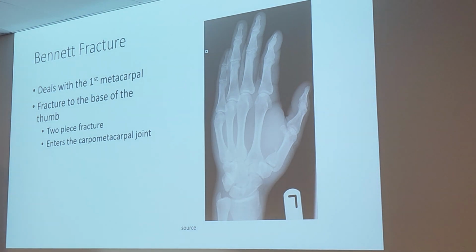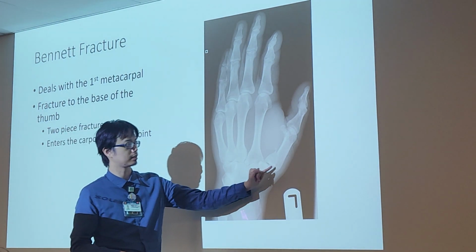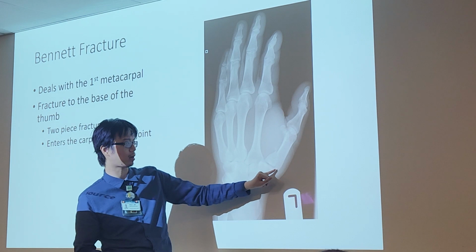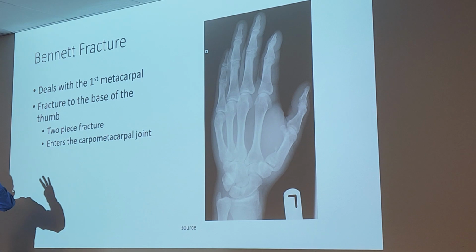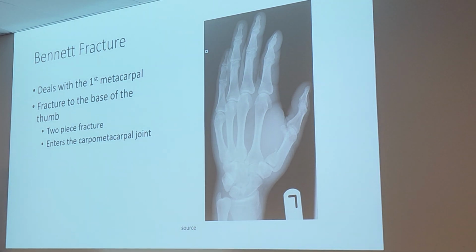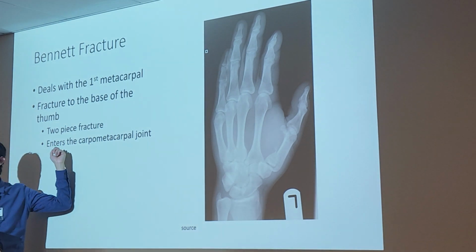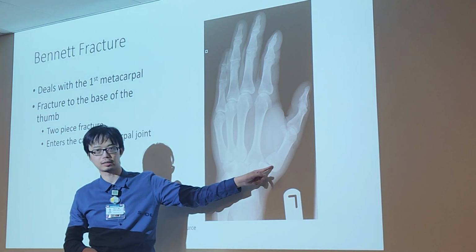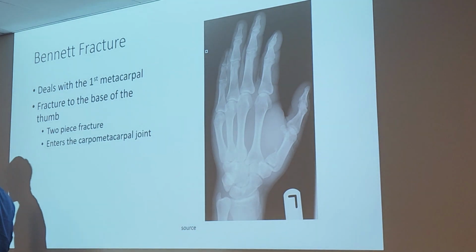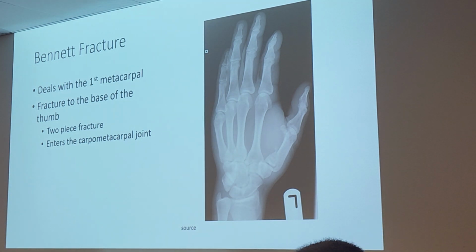Is that like the butterfly? So this is not a butterfly. This should just be a two-piece fracture. This long bone stays intact, but this triangle piece came off the bone. Butterfly, remember, is at least three pieces: two long pieces and a triangle in between. Yes, it looks like a Dorito chip. Okay, once again, this enters the joint space, right? So this comes here and cuts into the carpal metacarpal joint, the CMC joint, first CMC joint.